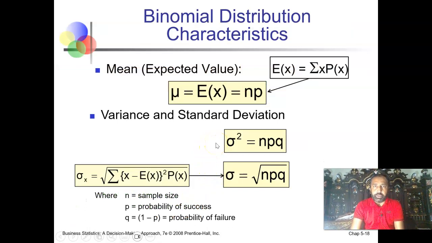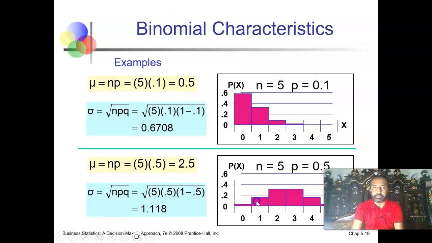To find out the expected value of a binomial distribution, we simply multiply n with its probability, and to find out the variance and standard deviation, we multiply 3 things: n, p, q, and then we take its square root and we get the standard deviation. So, this slide explains the expected value, variance and standard deviation of binomial distribution. Here it has been solved with the help of examples.